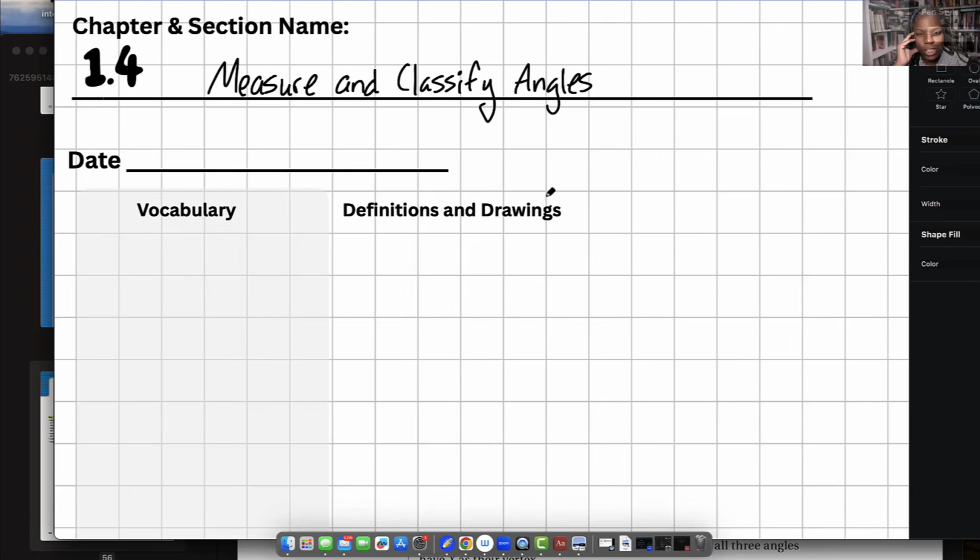Everybody, we're in section 1.4 and we're going to be looking at measuring and classifying angles. So we're going to measure and classify angles today. Write today's date and let's get started with the information. Our first word is angle, and we've got a little picture here.